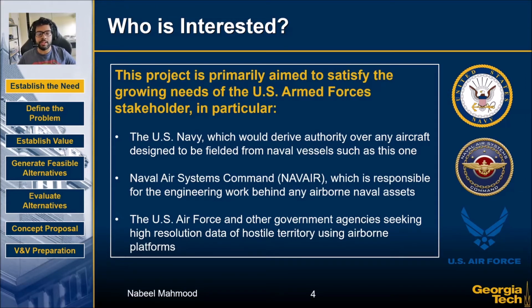NAVAIR derives responsibility for naval aviation assets, and they're the engineering branch, so they're probably also going to be very interested in how the aircraft performs. And then, of course, you have the other government agencies: the U.S. Air Force, the CIA, the FBI, whoever might want access to the data that such a surveillance drone might provide. So these are the big three stakeholders that we've been working with. These are who we derive our requirements from and have our technical meetings with.